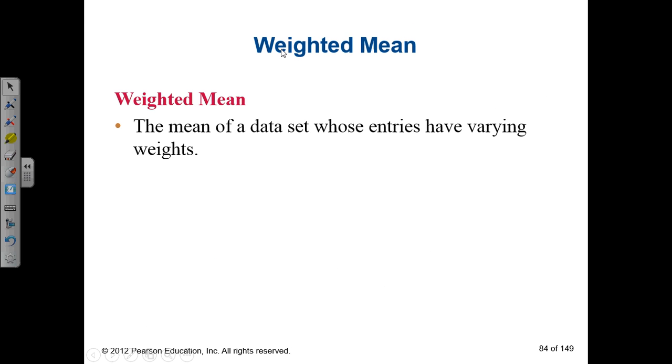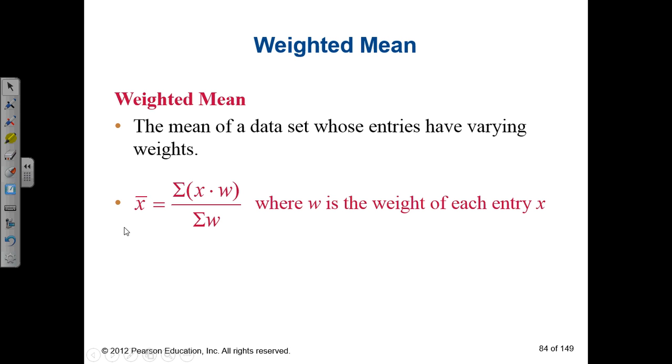Next, we're going to look at what's known as a weighted mean. A weighted mean is the mean of a data set whose entries have varying weights. We see this often. The most common one that you're used to is your GPA. When your GPA is figured out, a B in a 4-hour class is going to have more quality points than an A in a 2-hour class. So to find the weighted mean, you take each value times the weight that is given to that type of entry and sum these values up, divided by the total sum of the weights.